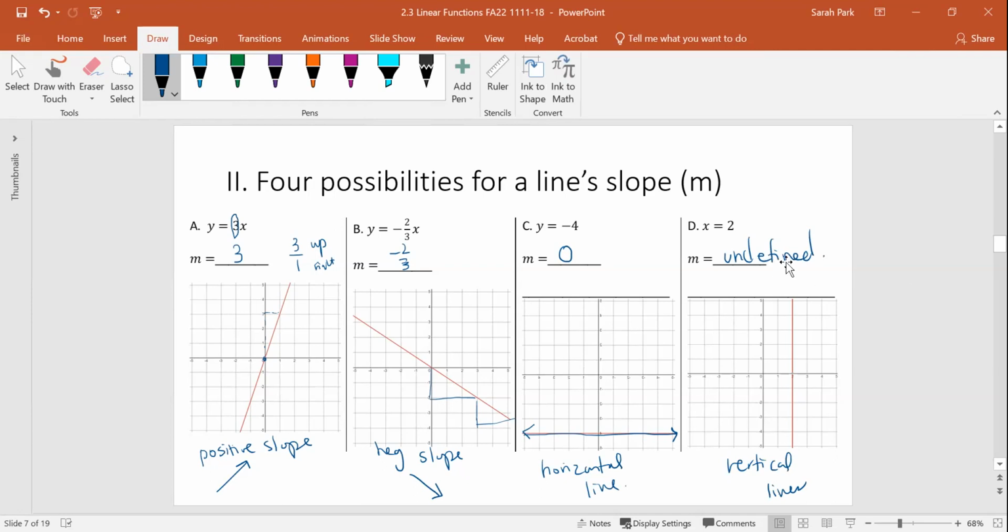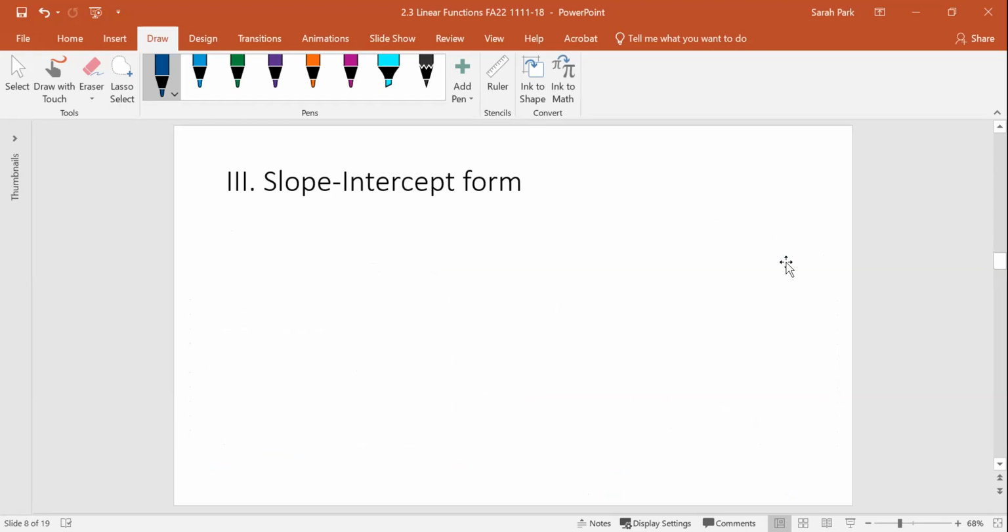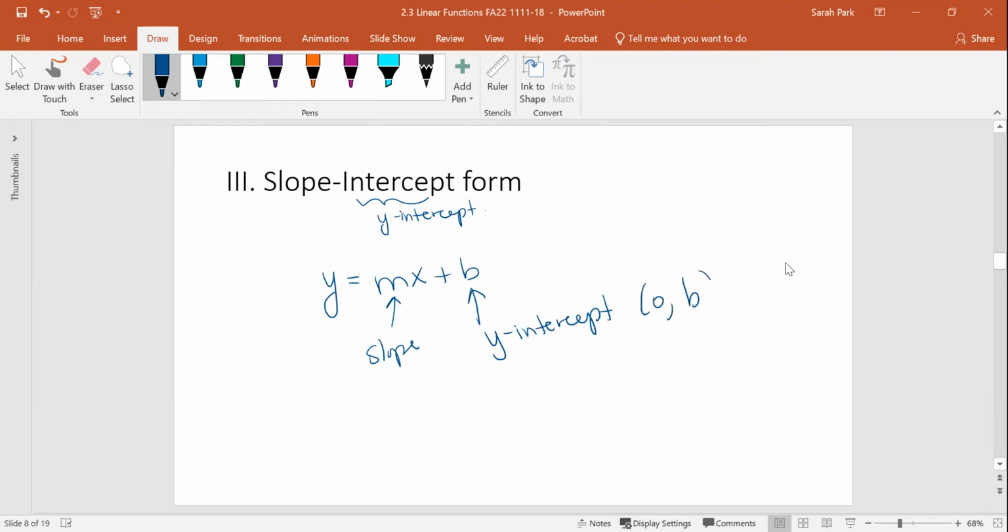Okay, so let's go over the common form for linear equations. We call it the slope-intercept form. We should really call it the slope y-intercept form because the intercept is the y-intercept. It is y equals mx plus b, where m is the slope, y and x are the variables in the equation, and b is the y-intercept. As a point, we write the y-intercept as (0, b). From this form, we can tell what the slope is and what the y-intercept is. We can't automatically tell what the x-intercept is, but we can find it by doing some work.